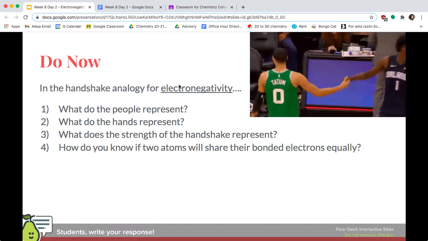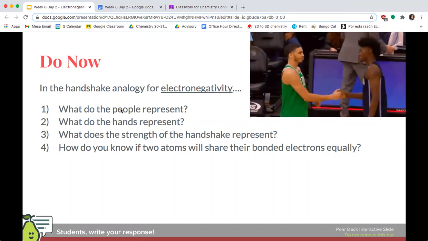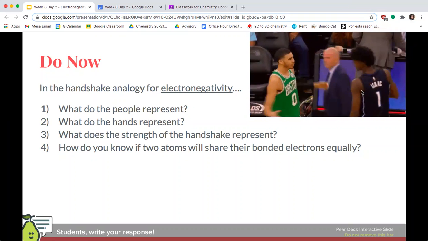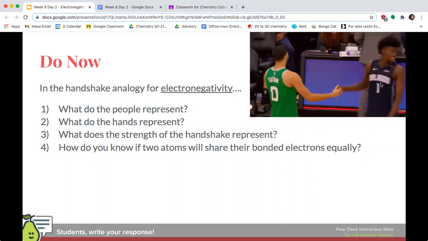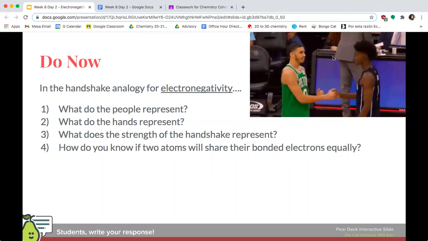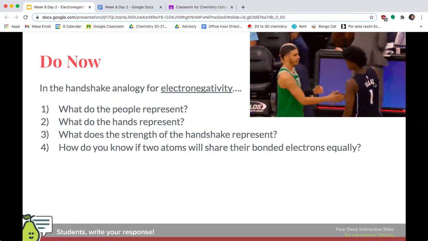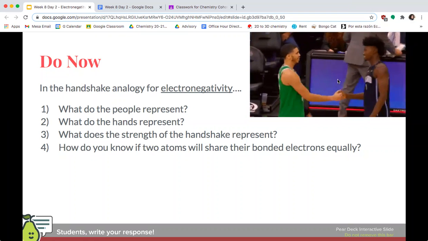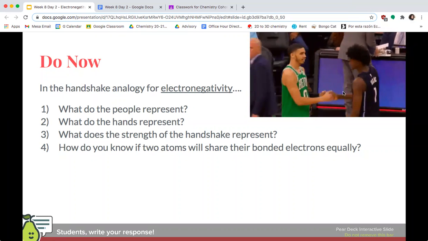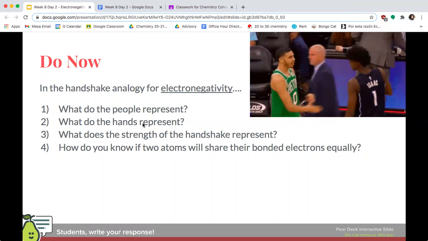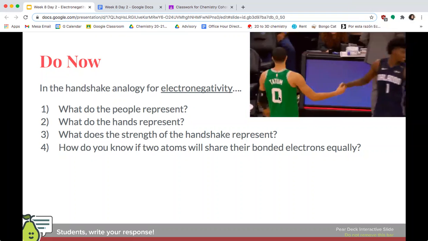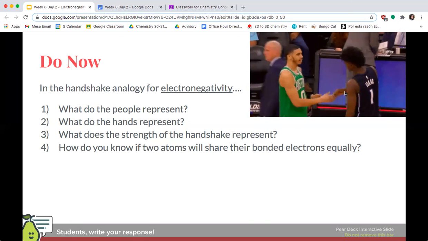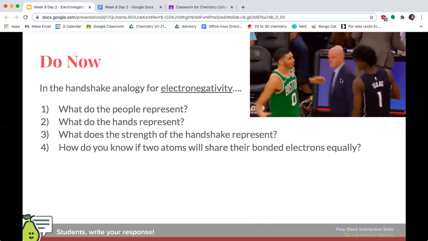The handshake analogy for electronegativity. What do the people represent? The people represent different atoms, or you could represent them as the same atom, like two carbon atoms, a carbon and a sulfur atom, a carbon and a hydrogen atom. The handshake needs to actually represent the electronegativity. The hands in this analogy represent the electrons. That's why this atom and this atom each have an electron. They pair together so that a bond forms.